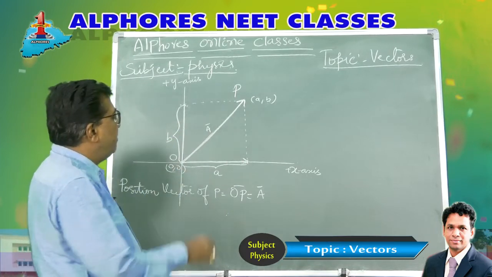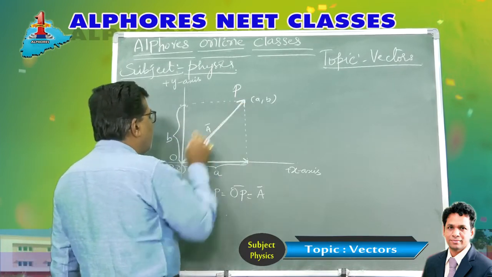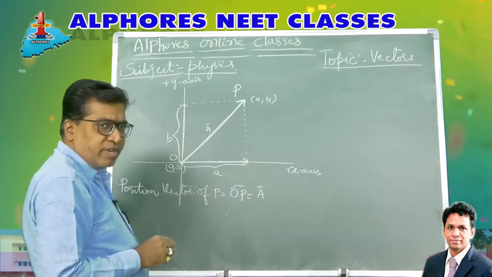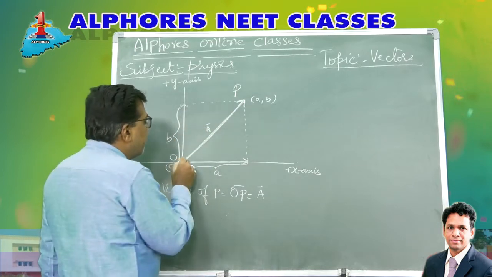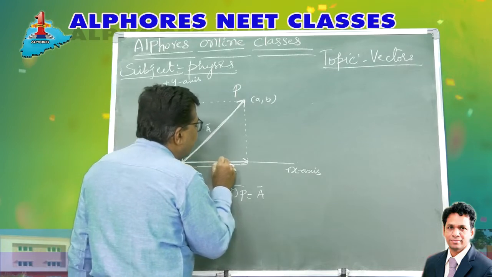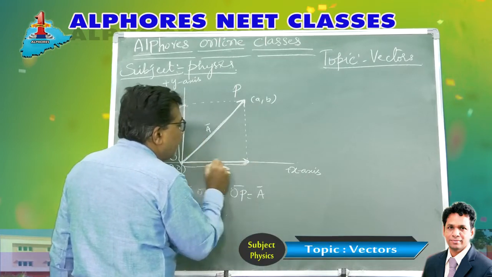So now how to complete this vector OP bar? How to reach from O to P, right? You start from O and travel a units along the x direction.